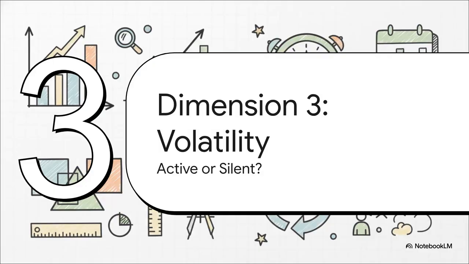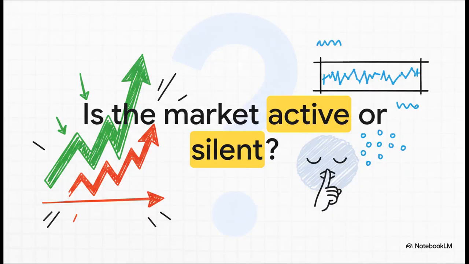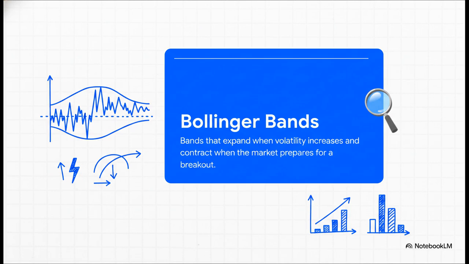All right, on to our third dimension, volatility. Now, this answers a totally different question and helps you adapt your strategy to what the market is actually doing. The question here is simple. Is the market active and making big moves, or is it quiet and just consolidating? Knowing the answer is absolutely crucial, because a trending market and a sideways market require 2 completely different ways of trading. And the best tool for this, hands down, is Bollinger Bands.